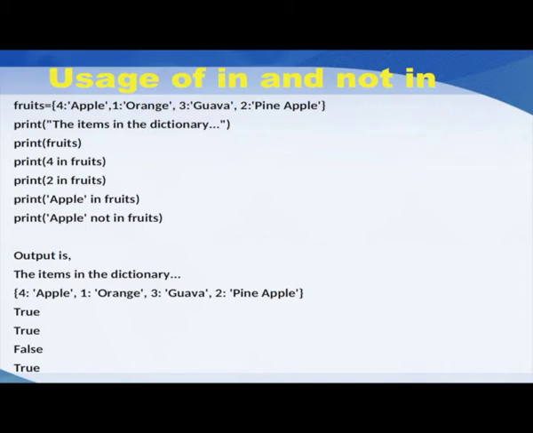So, again we use the same fruits dictionary. We are first printing the fruits, which will list all the items present in the dictionary. Then I am checking 4 in fruits, 2 in fruits. Obviously, 4 and 2 are present, they are keys. So, we get true, true as the answer. But as I told you, you cannot check for the presence of values, you can check only for keys. So, when I check for apple in fruits or apple not in fruits, we are getting the answer as false and true, because it is not possible to check values in the dictionary, only we can check for the presence of keys.